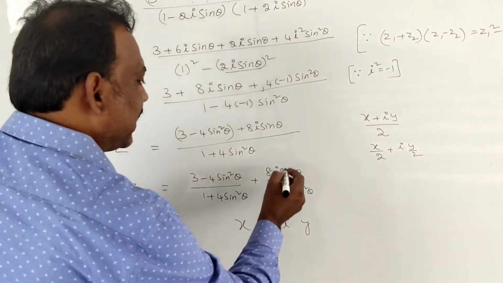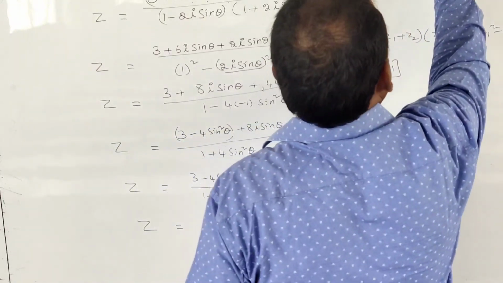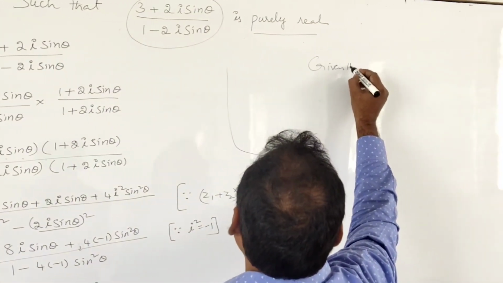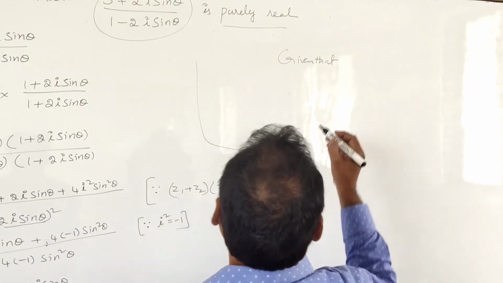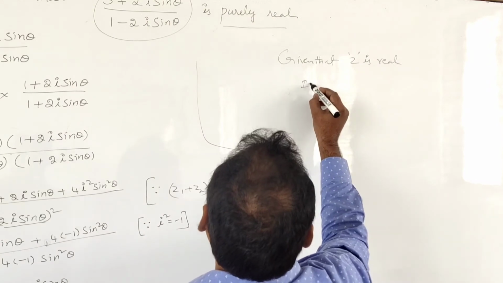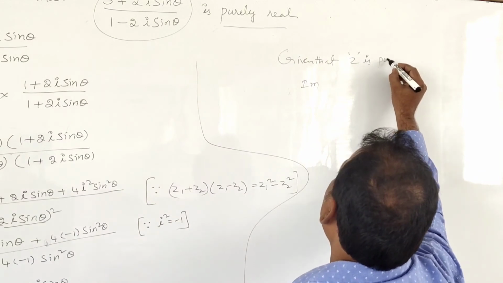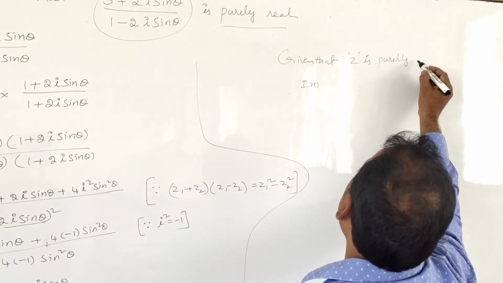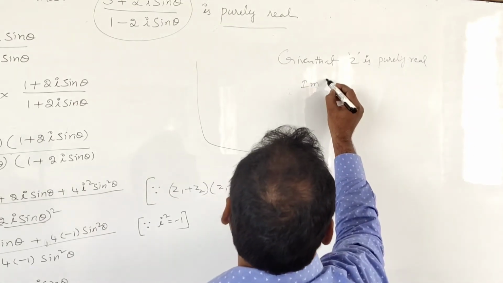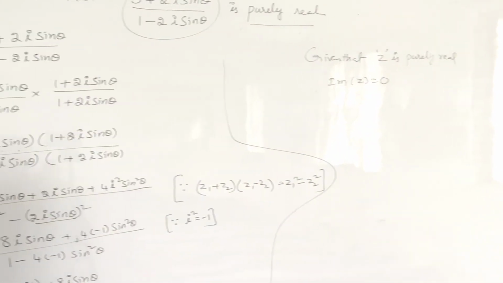They told it is real, given that z is real. See, students, given that z is real. What does it mean? If it is real, real means purely real. They told it is purely real, z is purely real. I told what is meant by purely real. What is meant by purely real, students? Its imaginary part is 0, then we will call it purely real. In this complex number, this is the real part.